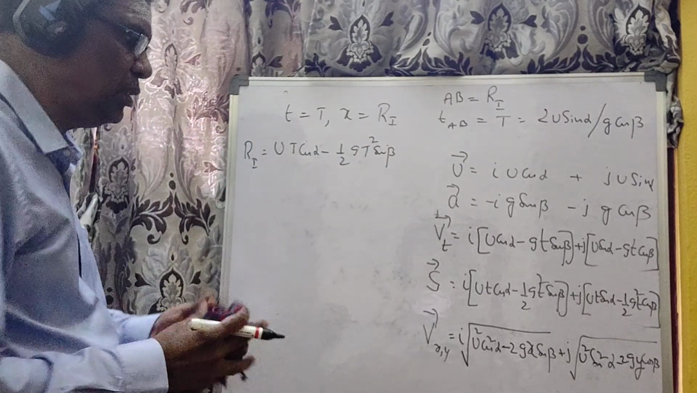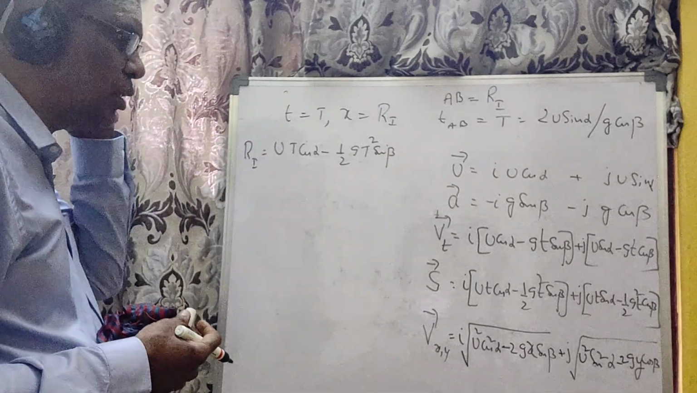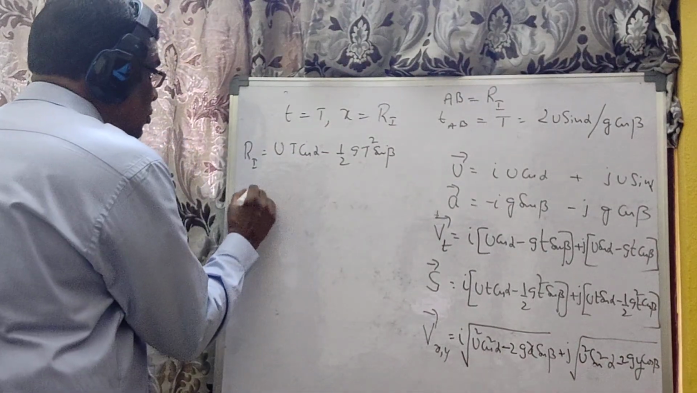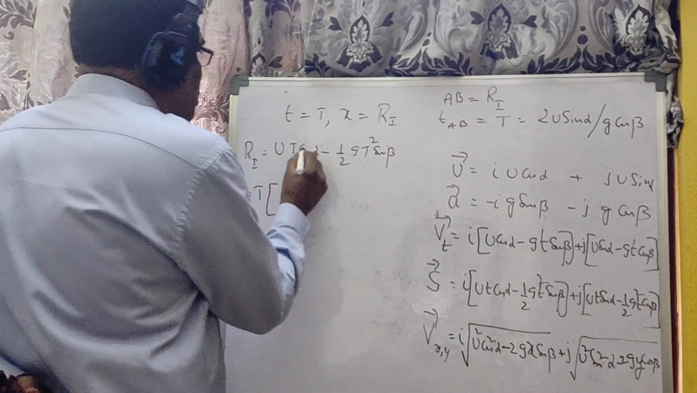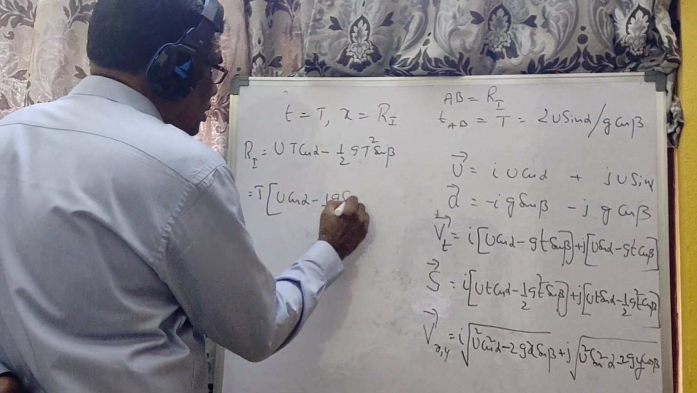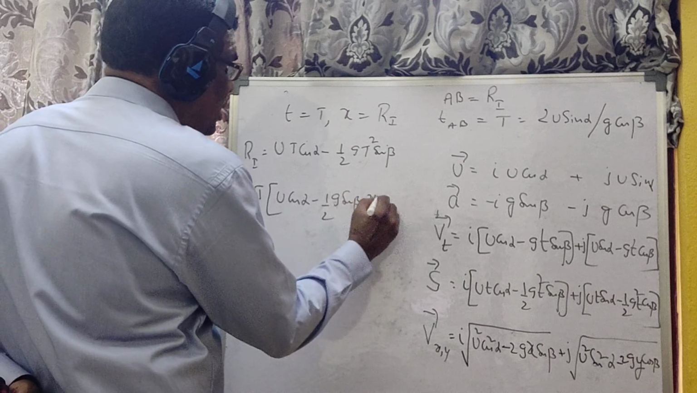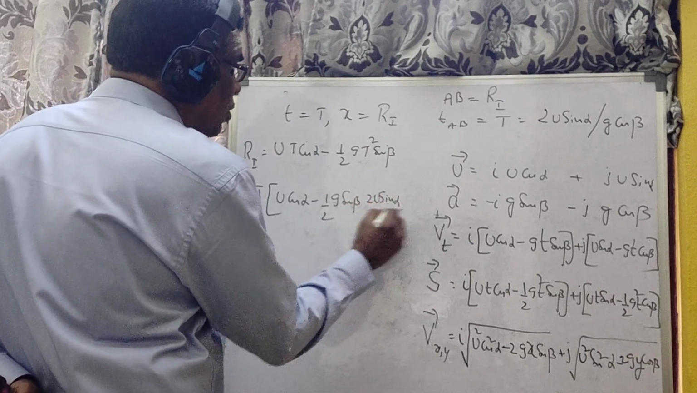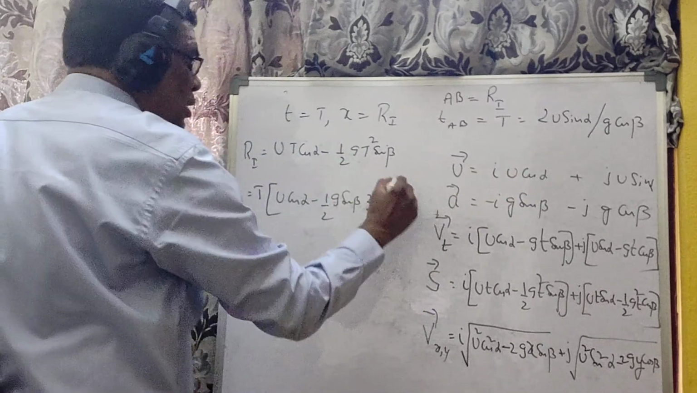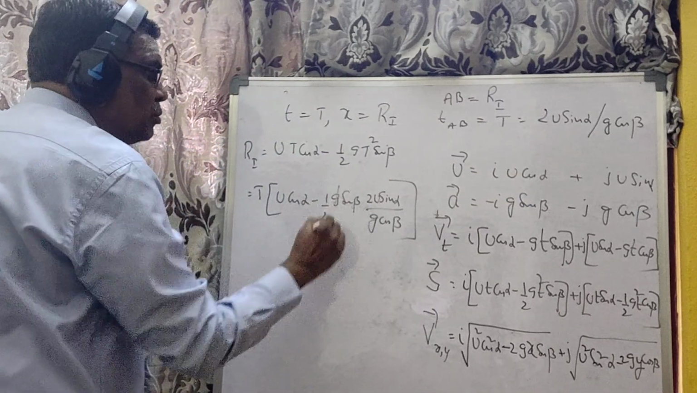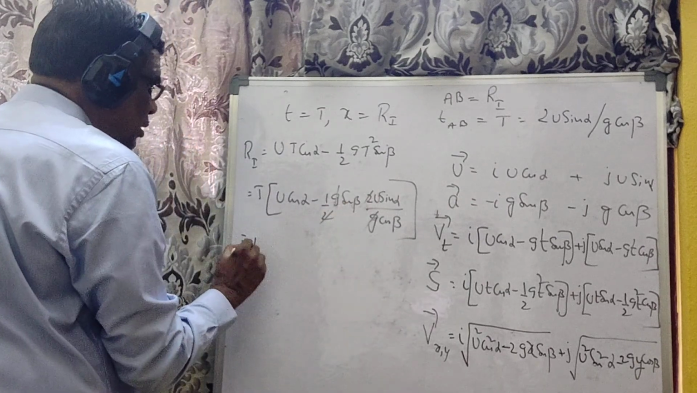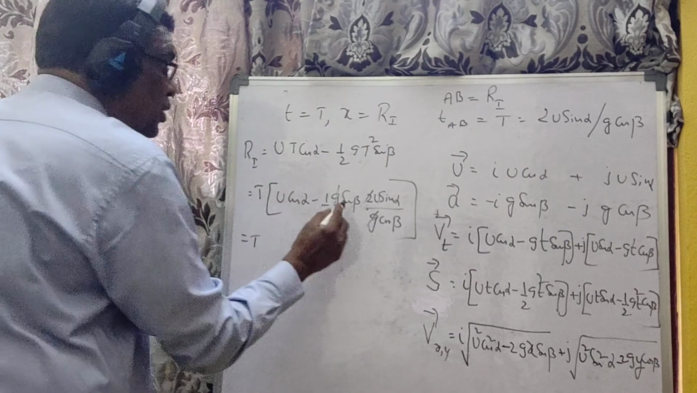Sin beta. That's how we got it. Now I'll substitute for t. T first I'll take common. Now if I substitute here u cos alpha minus half g sin beta t, t is 2u sin alpha by g cos beta. From here I have directly substituted. g gets cancelled, 2 gets cancelled. This day I will substitute it later on.